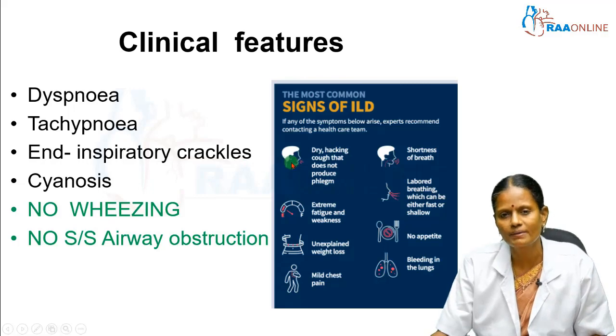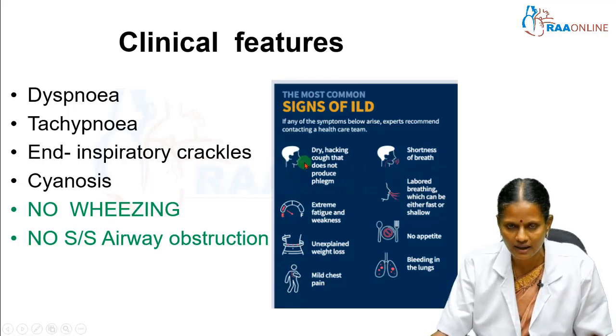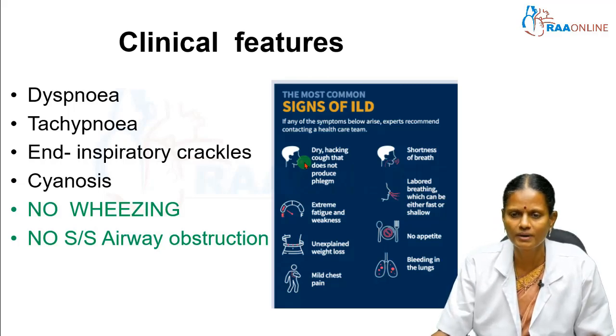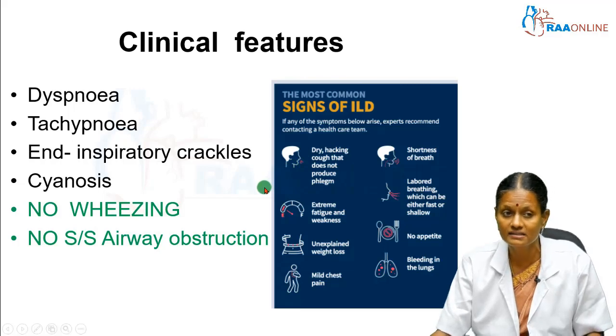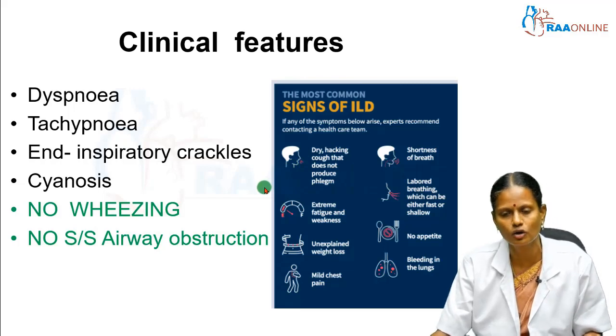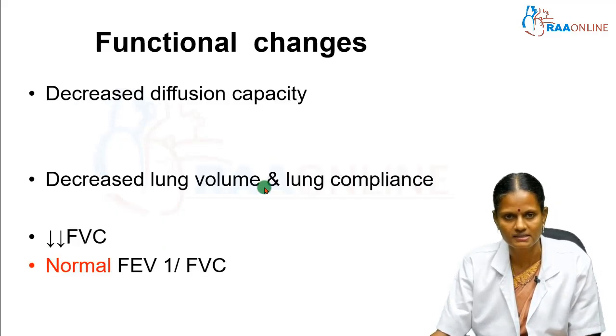The patient may present with a dry hacking cough which does not produce any expectoration, extreme fatigue or unexplained weight loss with mild chest pain, loss of appetite, labored breathing and shortness of breath. Rarely, in severe involvement of the lung, it can cause hemoptysis.